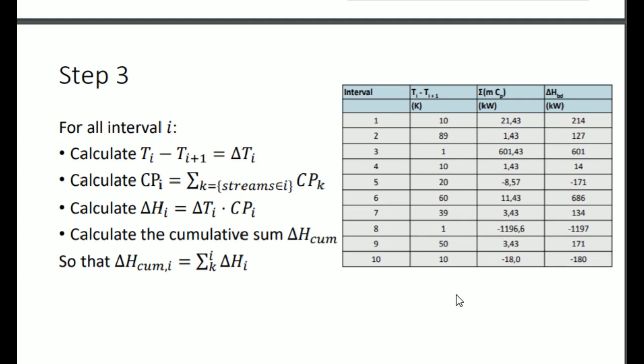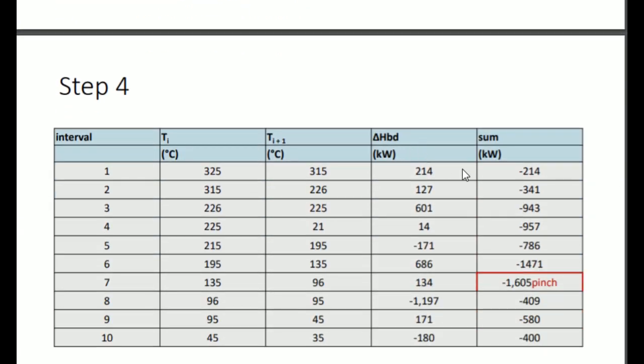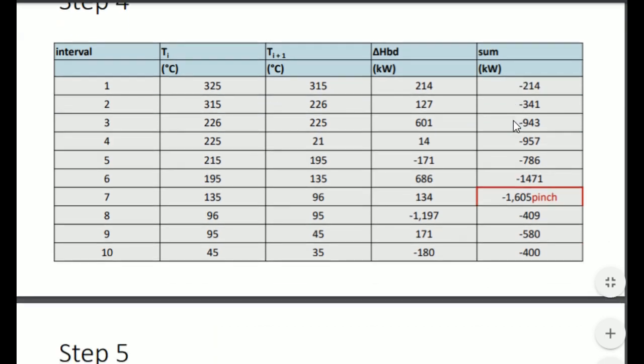Now we will calculate the cumulative sum, the cum sum, with delta H cum equal to the cumulative sum. So for example, for the 1 it's just this value, for the 2 it's this value plus this value, for the third it's this value plus this value plus this value, etc. So our cumulative sum looks like this. We can notice that we have negative values.